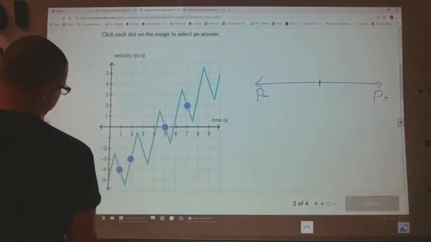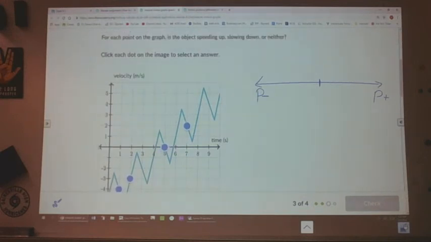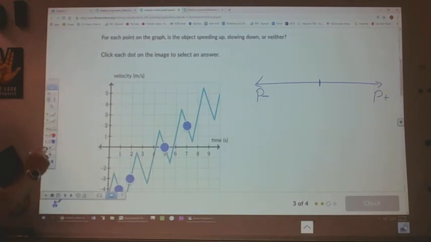Here's a fun graph. I want to get to one of the speeding up, slowing down ones. I think this is it. Yes. Okay. Because this has 2 criteria associated with it. But let's see what it's describing first.